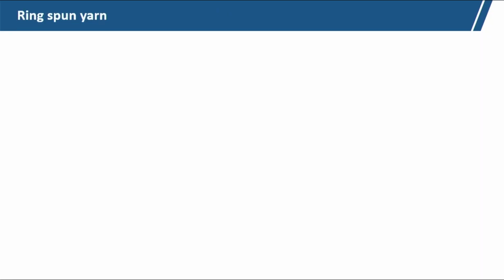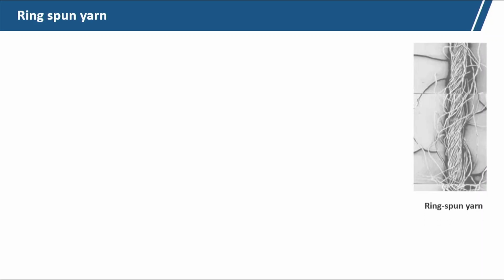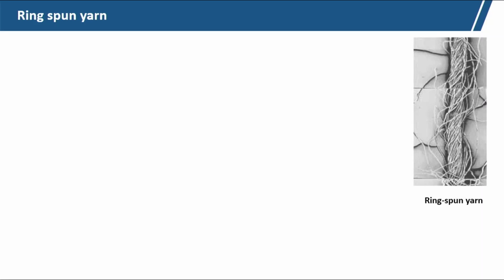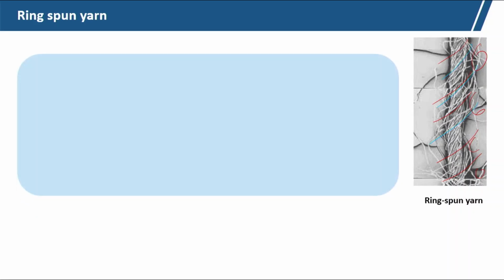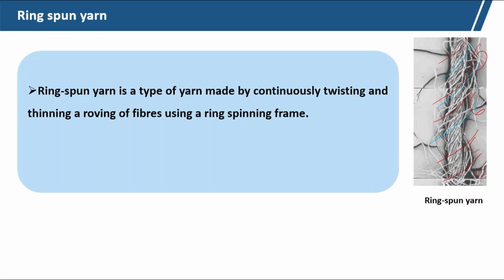Now, first let us see very briefly what is ring spun yarn. This is the ring spun yarn structure, where we can see the proper helix structure. One can very well see the fibers are twisted together to form the yarn, and in ring spun yarn normally we will see that some hairs are formed.